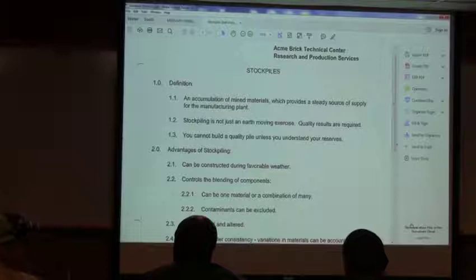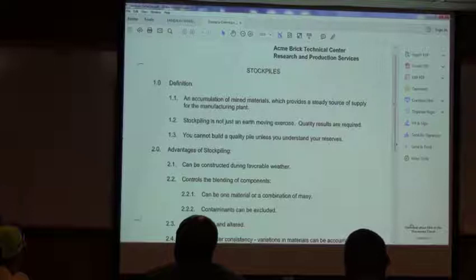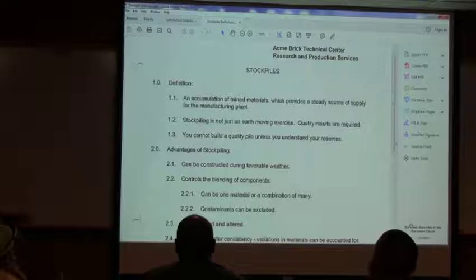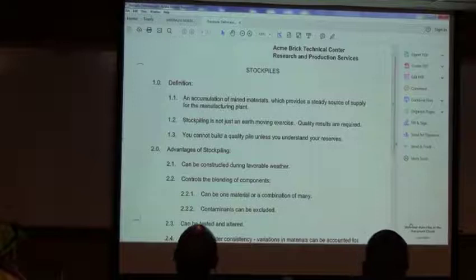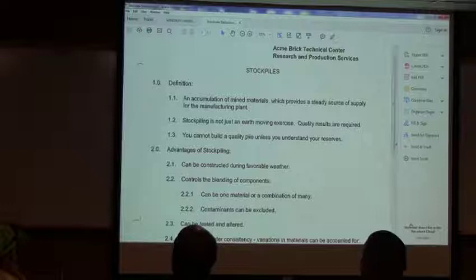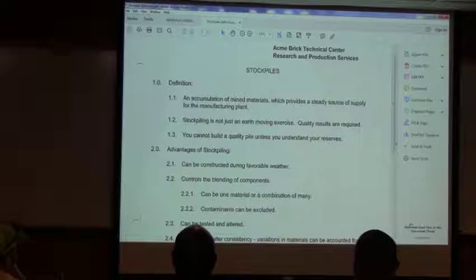Okay. Definition of stockpile: an accumulation of mine material which provides a steady source of supply for the manufacturing of a plant. I actually looked that up to see if it's right, and it does say for future use and so on. But I think we've kind of cut it down. Stockpiling is not just an earth moving exercise, quality reserves are required. And you know, Matt will tell you, why do we require quality results? Customer wants.